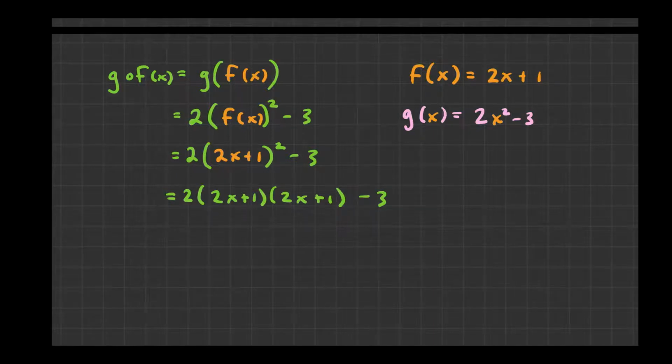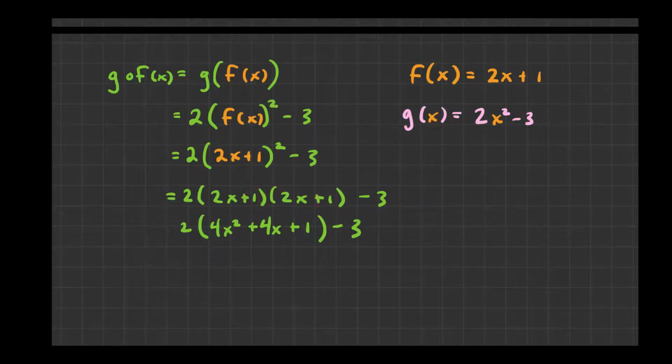So let's multiply out those exponents. I've got 2x times 2x, which is 4x squared. Then I've got 2x times 1, which is 2x. Then again, 1 times 2x. So that gives me plus 4x. And finally, I've got 1 times 1, which is 1.